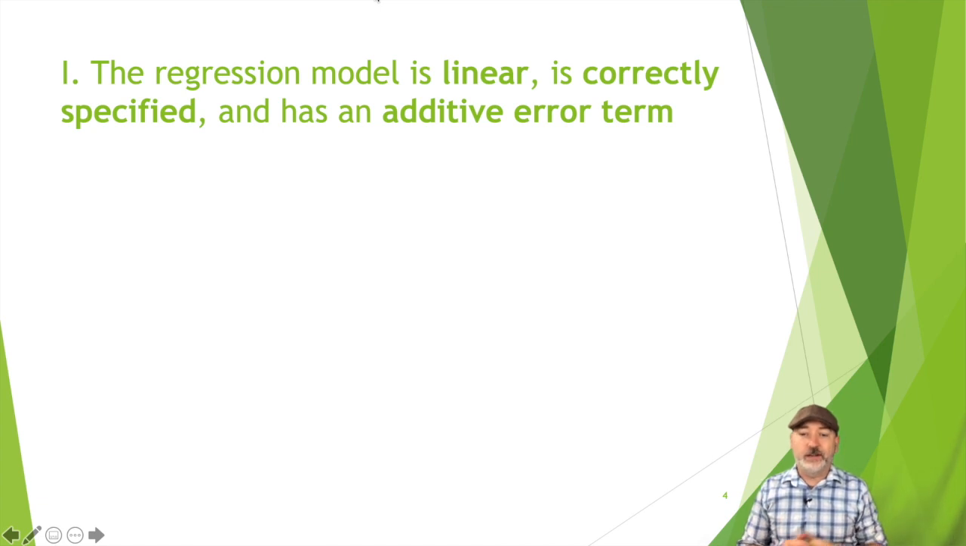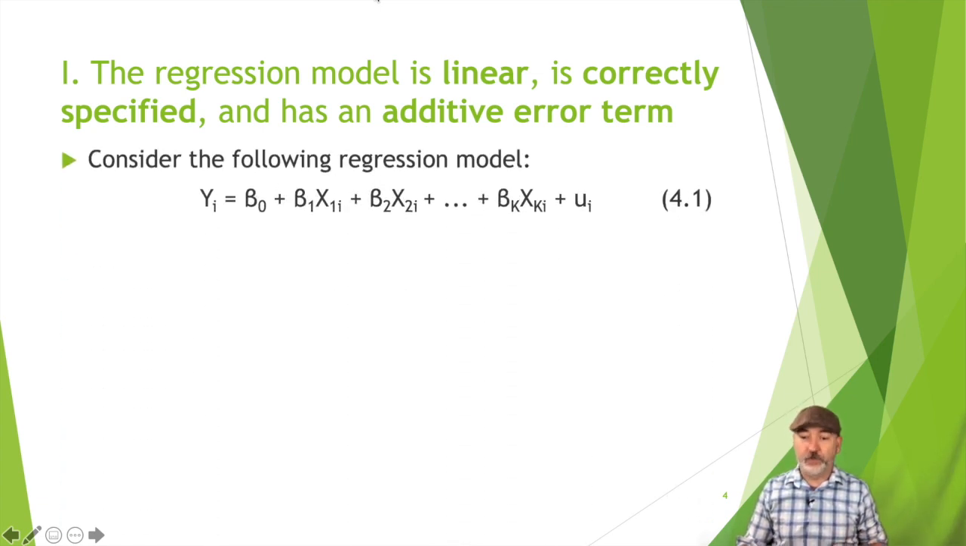So assumption number one, a lot packed into one assumption here. The regression model is linear, correctly specified, and has an additive error term. For the most part, this assumption just allows the mechanics of ordinary least squares estimation to take place. The mathematical operation of minimizing the sum of squared residuals is going to require a model that is linear in parameters and with an additive error term. So looking at just a generic model here, y, a multiple regression model as a function of x1, x2, dot, dot, dot, through xk.